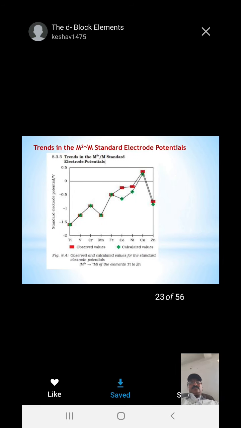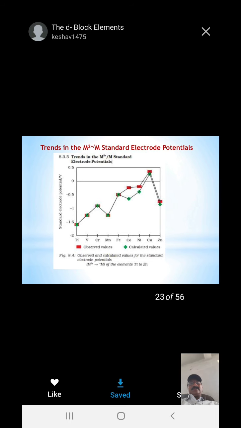Then trends in M+2/M standard electrode potential. See here, observed values and calculated values. Here there is a graph plotted of standard potential values of various 3d series elements.